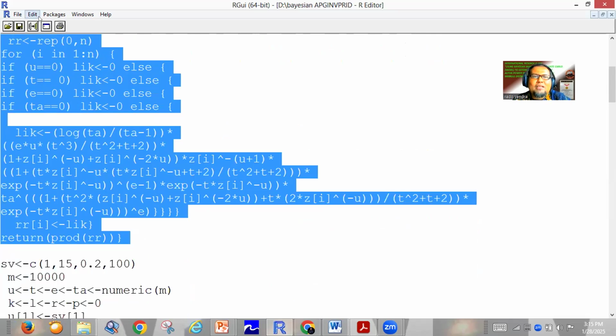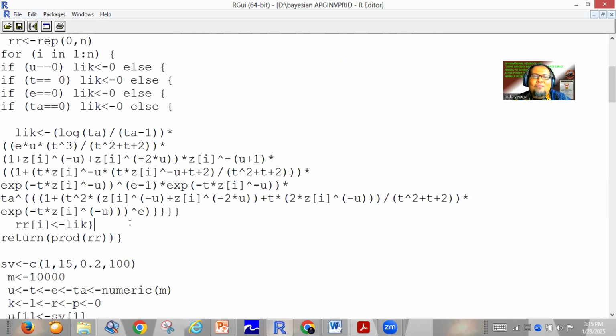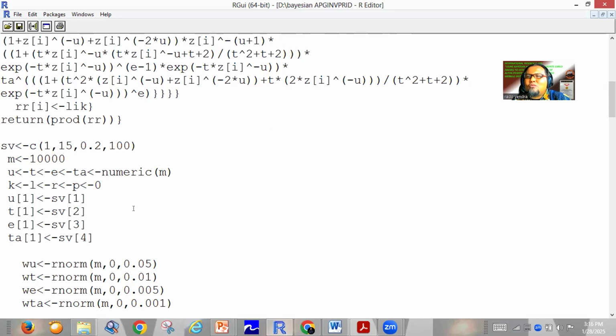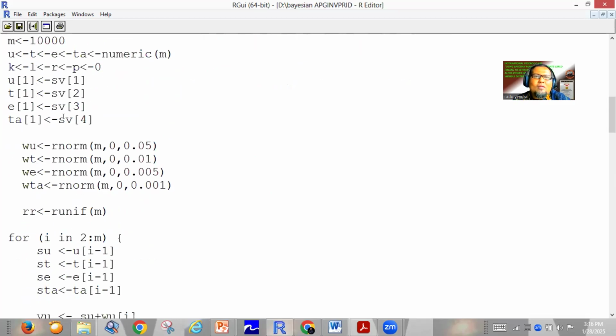This is the likelihood function. We run the likelihood function. After that, we create the code for the Markov chain Monte Carlo. For this case, we use a burn-in of 10,000 iterations with the initial values: 1 for parameter 1, 15 for parameter 2, 0.2 for parameter 3, and 100 for parameter 4. The first parameter is U, the second is E, and TA is the fourth parameter.